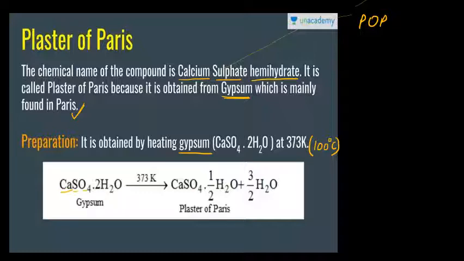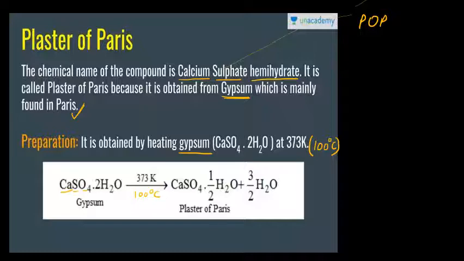CaSO4·2H2O, calcium sulfate dihydrate. When we heat it at 373 Kelvin, or you can say 100 degrees Celsius, then gypsum will lose 3/2 H2O molecules, and it will convert to plaster of Paris.